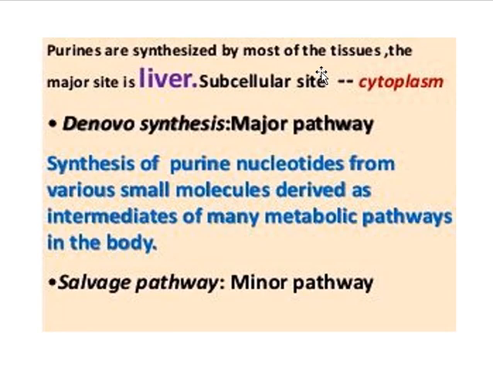The purines are synthesized in most of the tissues, but the major site of their synthesis is the liver. De novo synthesis is the major pathway of the synthesis of purine nucleotides, in which purine nucleotides are synthesized from various small molecules derived as intermediates of many metabolic pathways. The salvage pathway is the minor pathway, and it is basically the recycling of the degraded purine bases or the nucleosides.